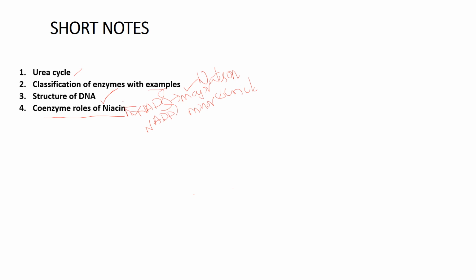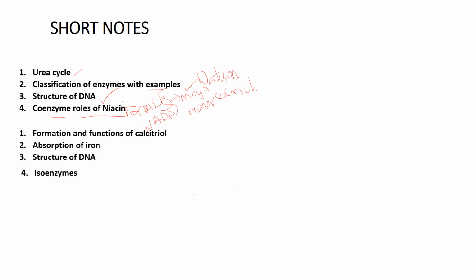So next, the next set of questions is collected from the question bank, so each year will vary. Another set of questions expected is formation and function of calcitriol. Calcitriol is a hormone. You can write like this: what are the main functions of calcitriol and how it is formed, that means synthesis. That is enough because it's a short note. You can write it simply. And absorption of iron. I told you, iron is another mineral which is expected. You can study iron also.